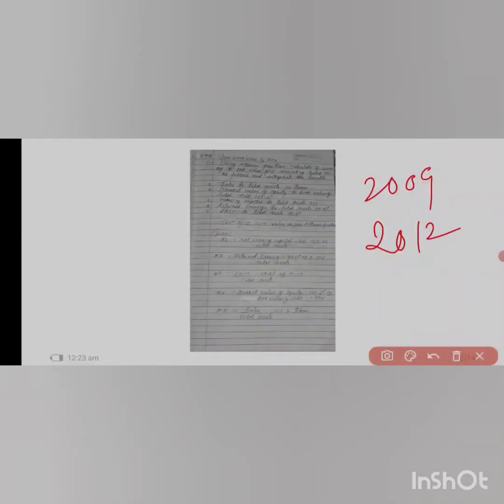This question is for 5 marks and it has been asked in 2009, 2012 as well as 2016. Three times it has been asked. So let's see the problem. Using Altman function, calculate the z-score of X Limited whose 5 accounting ratios are as follows and interpret the same.